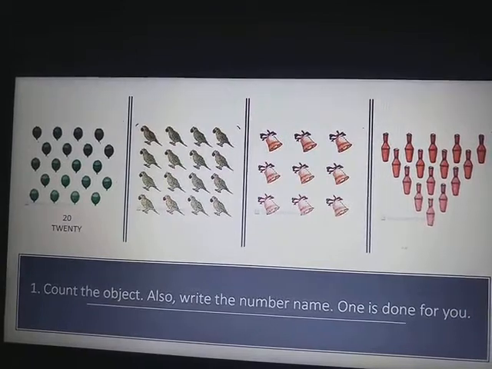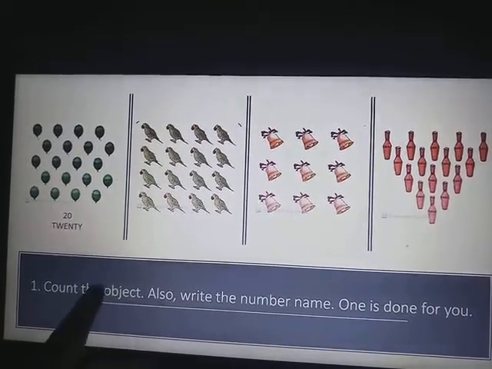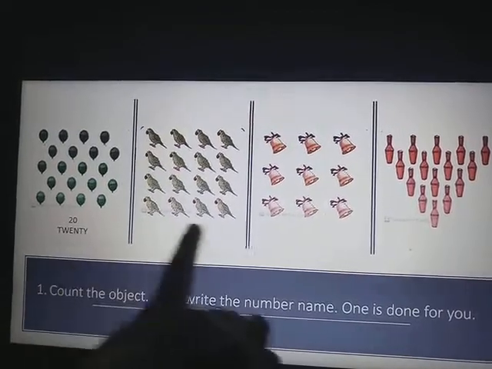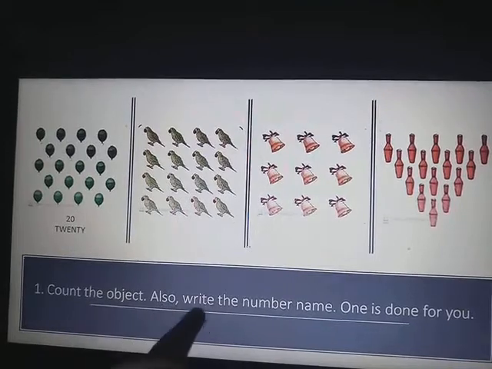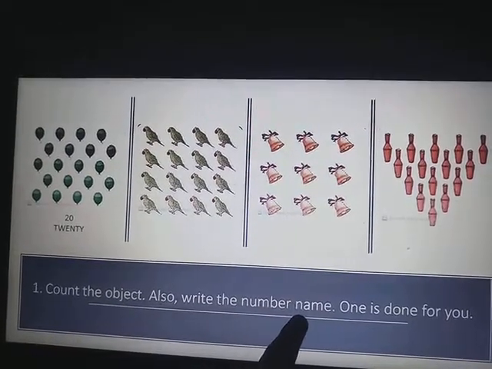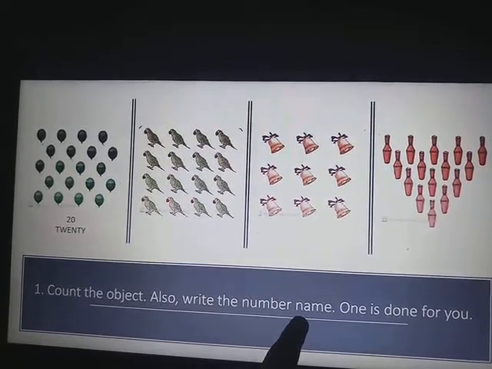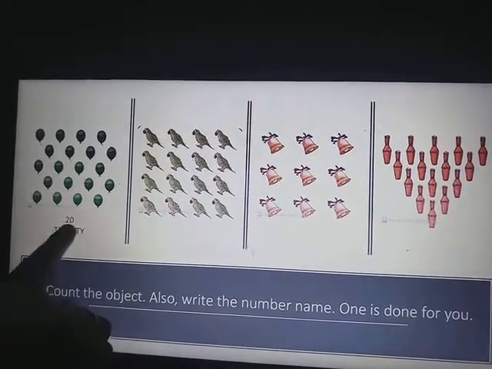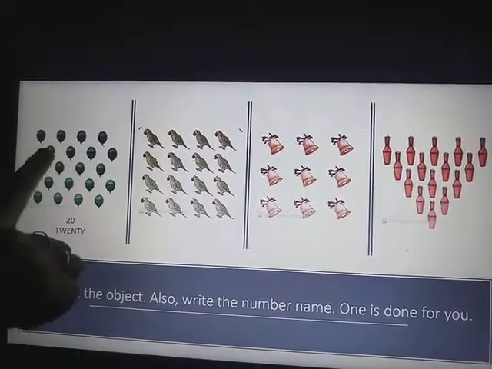Question number 1. Count the objects. Objects are given here. You just have to count. Also, write the number name. You have to write the number and also the number name. Here, one is done for you. Here, you can see we will count.